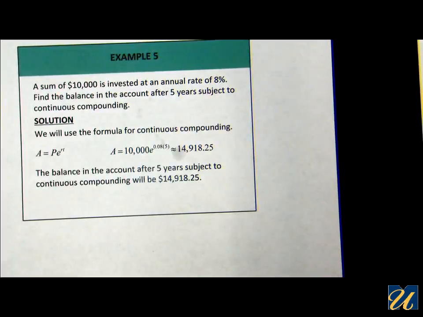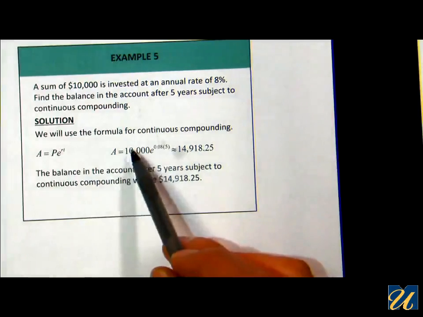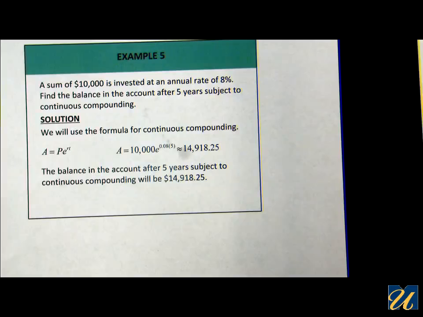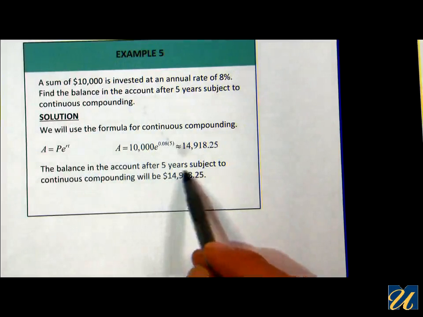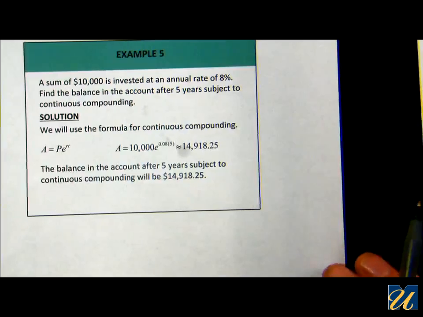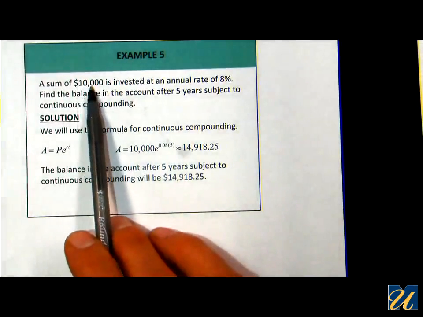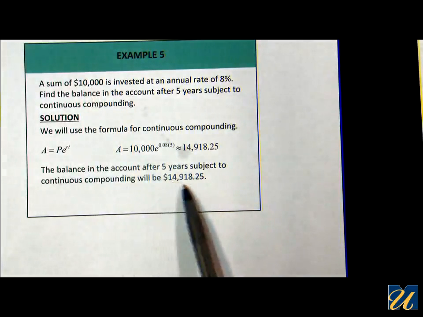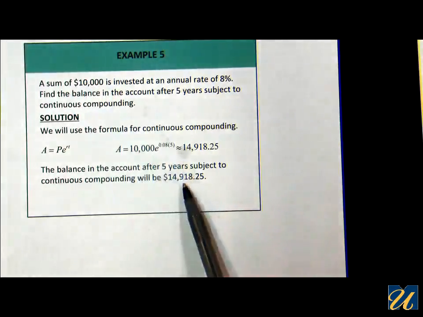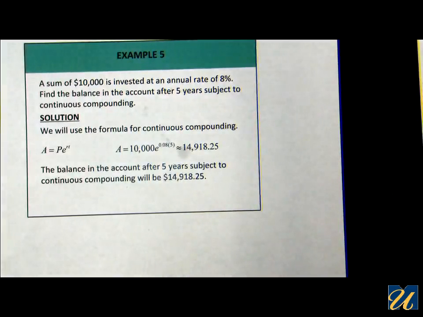Of course, the larger the interest rate, the more time that you allow the money to accumulate interest, and the larger the initial principal that you put in, the greater the difference between continuous compounding and compounding that's not continuous. So the balance in the account after 5 years, subject to continuous compounding, will grow to this amount. And by the way, in the financial context, if you started with $10,000 and later you have $14,900, the difference between these two numbers, the starting amount and the ending amount, is the amount of interest that the account has earned over that time period.